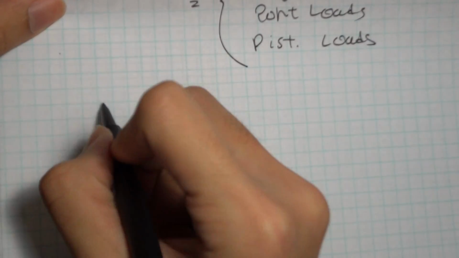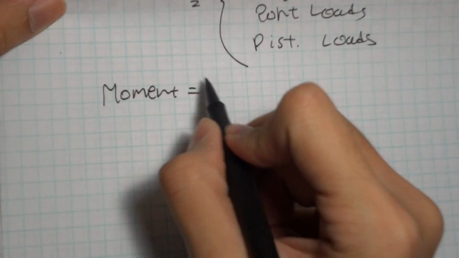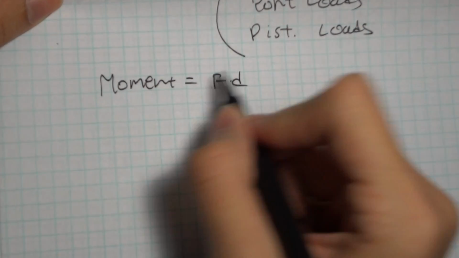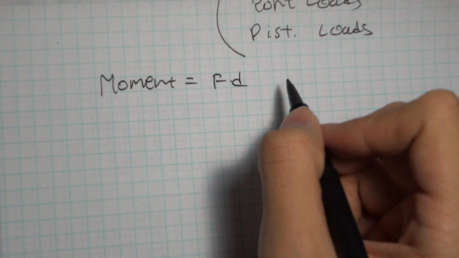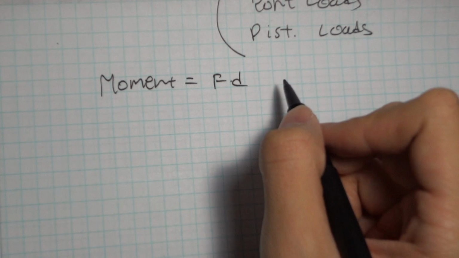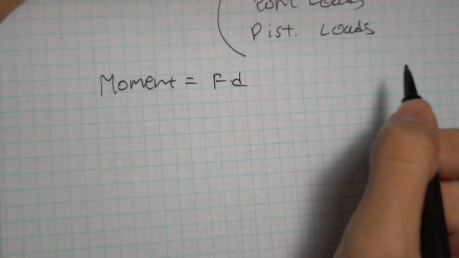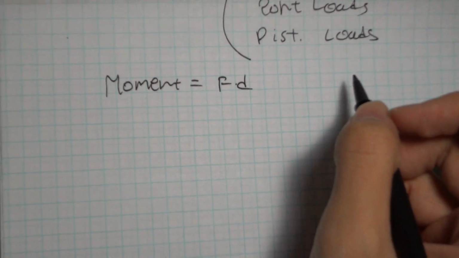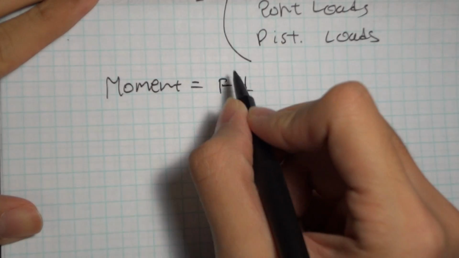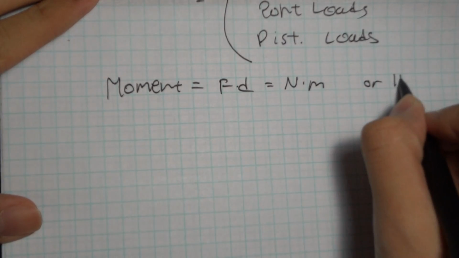What else do we have? What is moment? Moment is force times distance. And this is usually concentrated. I don't think you can have distributed moment. It wouldn't make too much sense, at least in my mind. You can write a math problem with distributed moment, but physically I don't think distributed moments occur very often. They're just force times distance. So this is Newton meter or pound foot.